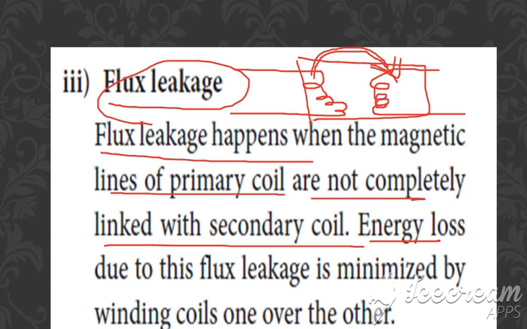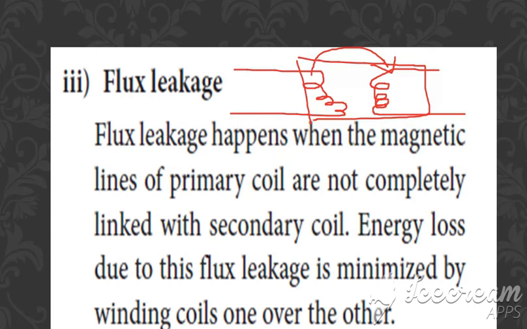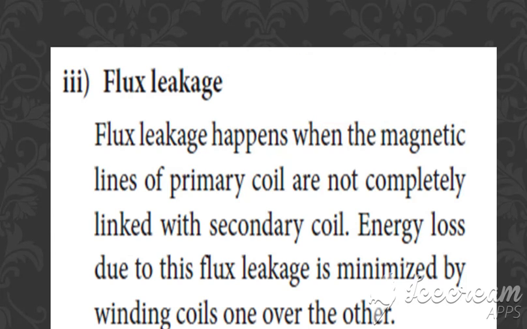Okay, so this is about flux leakage. Flux leakage happens when the magnetic lines of the primary are not completely linked with the secondary coil. The energy losses can be minimized by winding the coils one over the other. Clear with this?